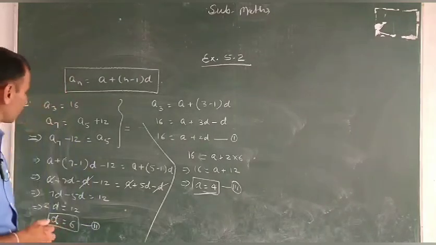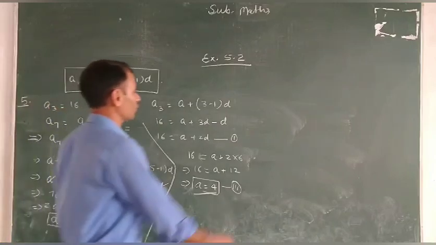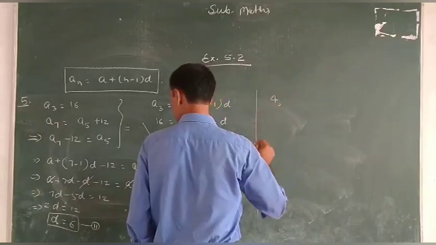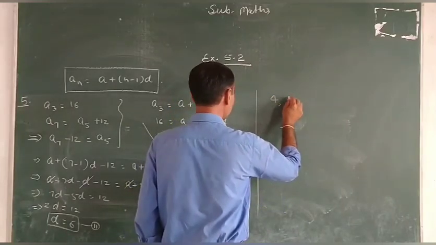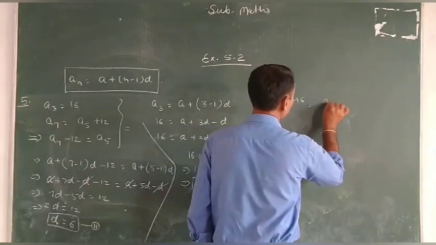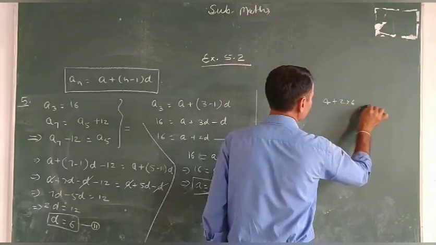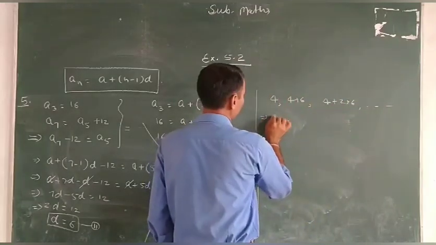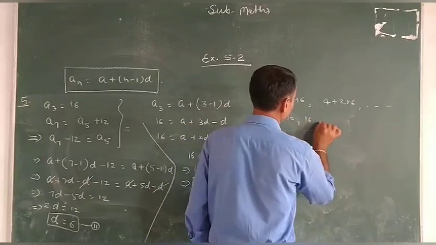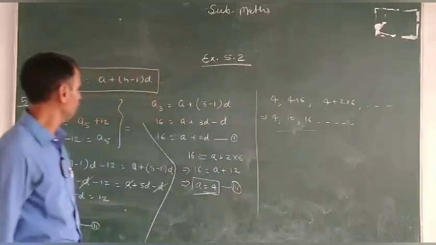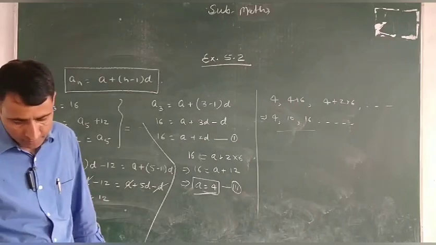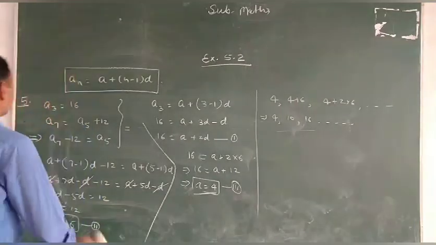The question asks us about the arithmetic progression. So the arithmetic progression will be A as the first term, 4, the second term will be A plus D, and that will be 4 plus 6, and the next one will be 4 plus 2 into 6, and so on. So it will be 4, 10, 16, like that. So we can solve the question in this way. I hope everybody has understood.